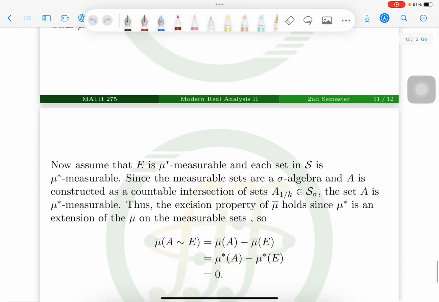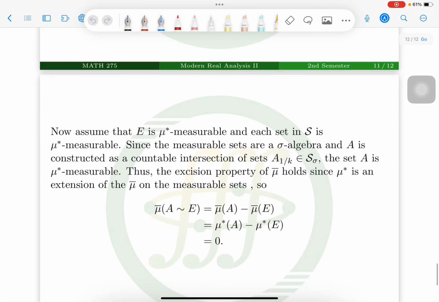So next, we show that the Carathéodory measure induced by mu, mu bar, of A minus E is 0. So now, assume that E is Carathéodory measurable and each set in S is Carathéodory measurable. Let us first go to the furthermore, the second part.